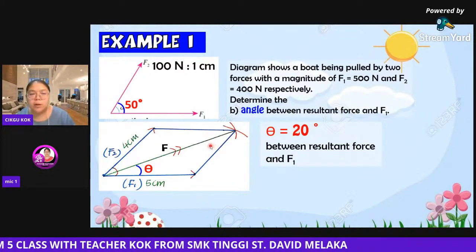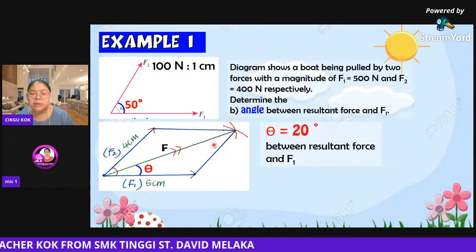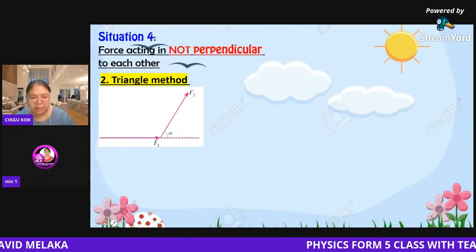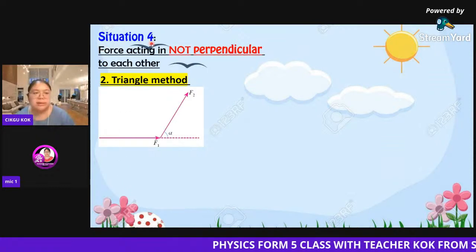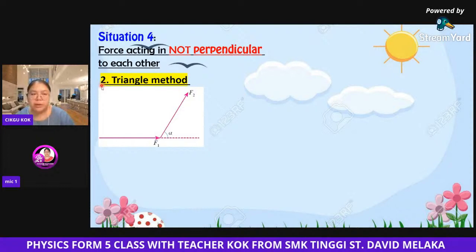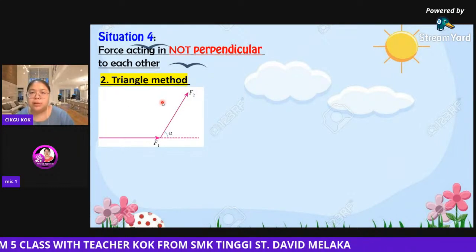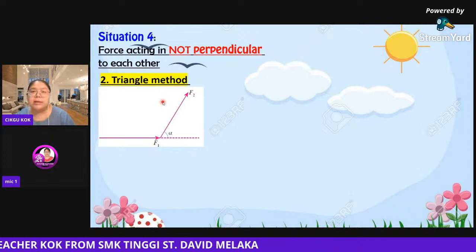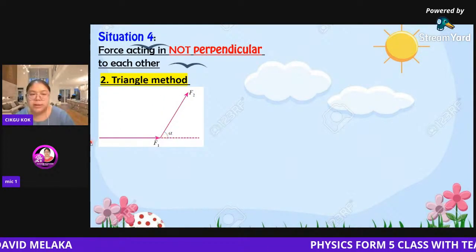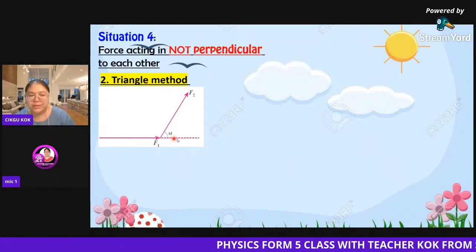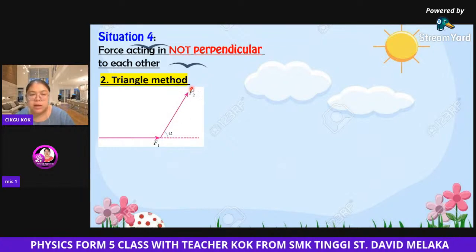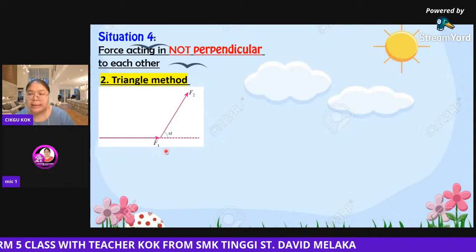The next part is also the same thing, but this question wants you to use the triangle method. It is also not a perpendicular case, but they want the triangle method. Okay, so I continue with the triangle method. This one is the same F1. Just now F1 was here, but now they move F1 to the front. Then this one is F2, and this is the angle alpha from just now.